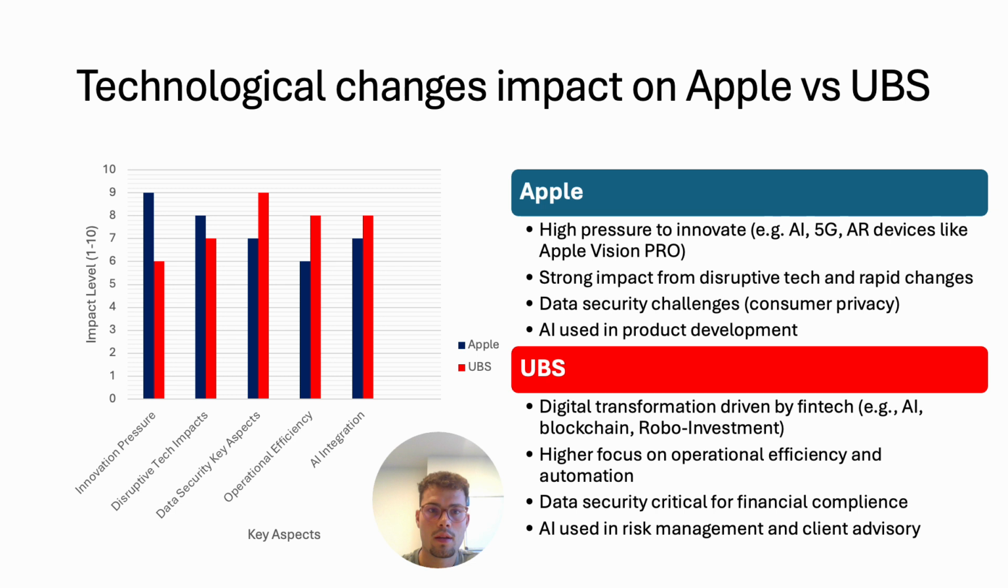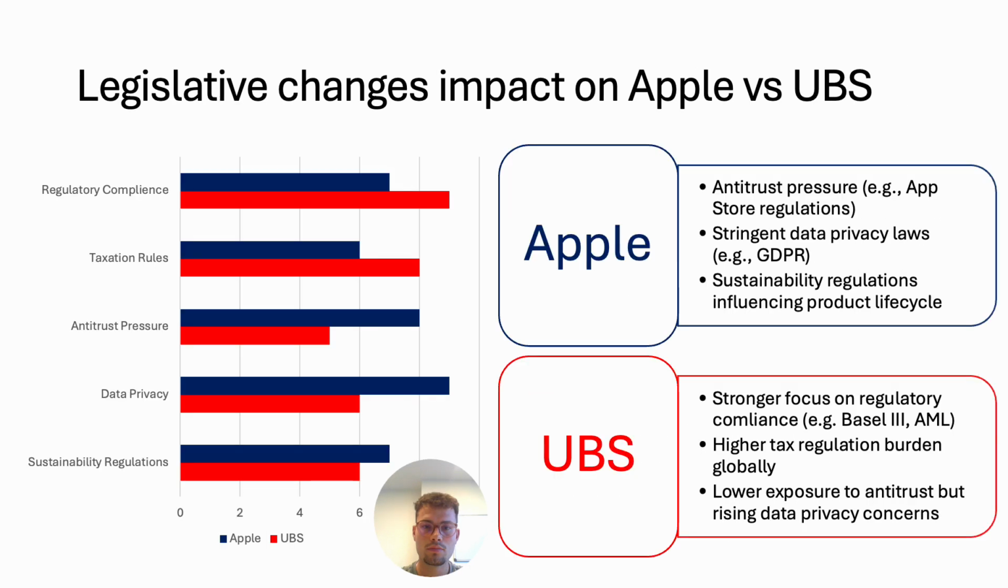UBS, on the other hand, is undergoing digital transformation driven by fintech like AI and blockchain. They focus on operational efficiency, automation, and data security for compliance with AI used in risk management and client services. In summary, Apple focuses on continuous innovation, while UBS emphasizes digital transformation and operational efficiency in finance. Now let's look at how legislative changes affect Apple and UBS.